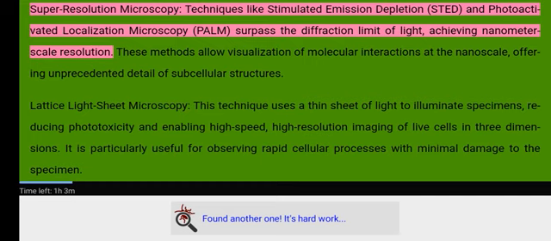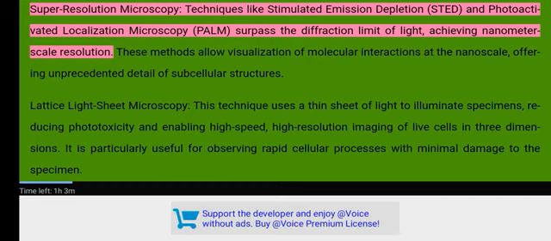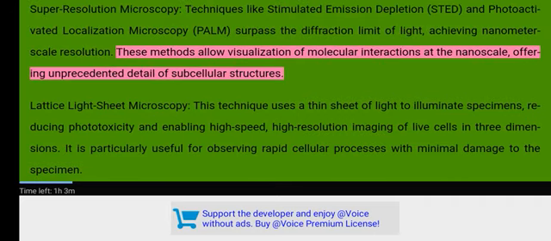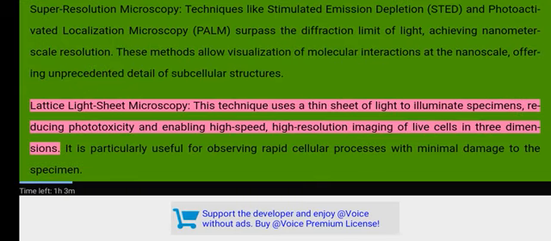Super-resolution microscopy techniques like stimulated emission depletion (STED) and photoactivated localization microscopy (PALM) surpass the diffraction limit of light, achieving nanometer scale resolution. These methods allow visualization of molecular interactions at the nanoscale, offering unprecedented detail of subcellular structures.